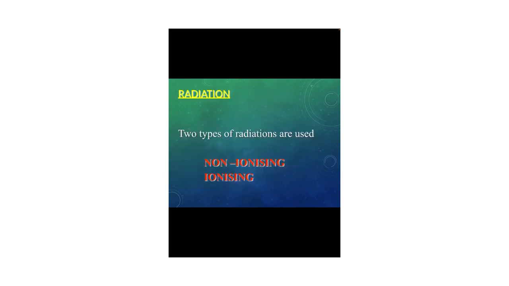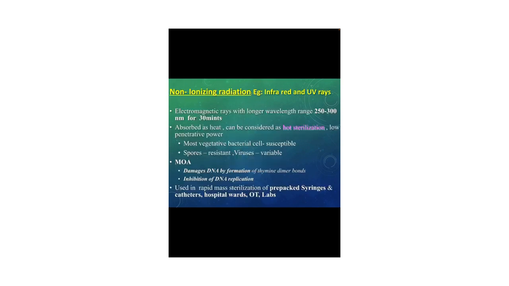Then radiation. Two types of radiation are used, ionizing and non-ionizing radiation. In non-ionizing radiation, examples are infrared and UV rays, and most of the vegetative bacteria are susceptible. The main mode of action is damage to DNA by formation of thymine-dimer bonds, inhibiting DNA replication. It is mainly used in rapid mass sterilization of pre-packed syringes and catheters, hospital wards, operation theaters, and labs.